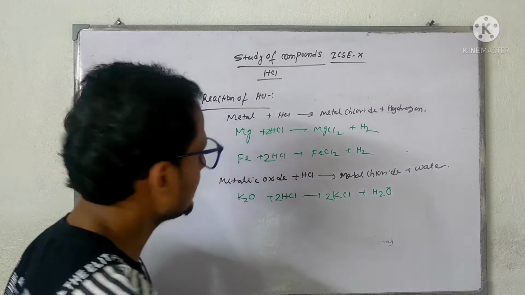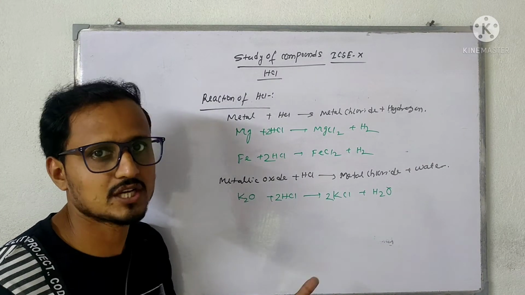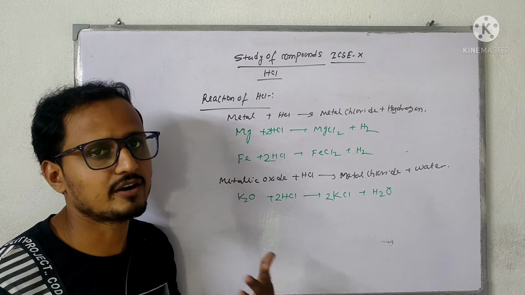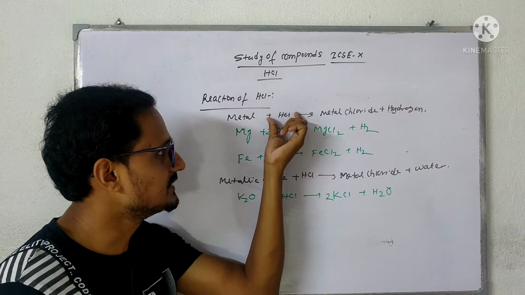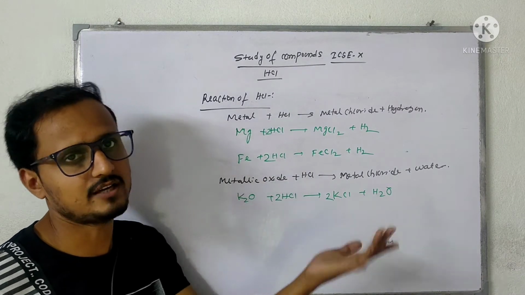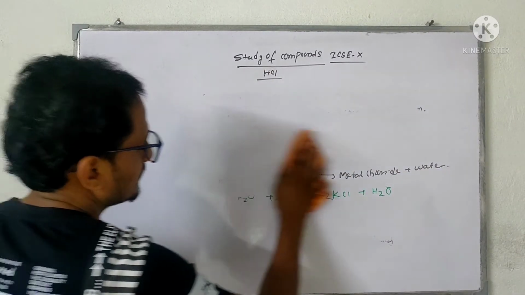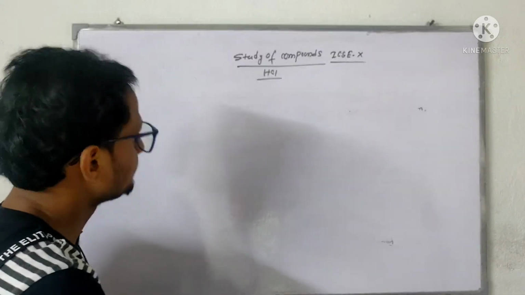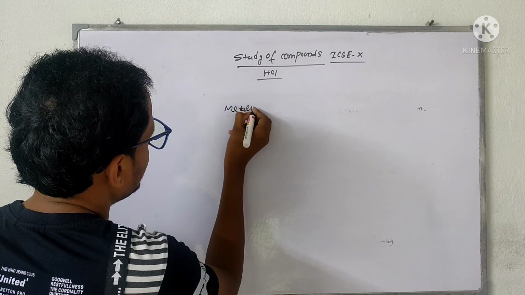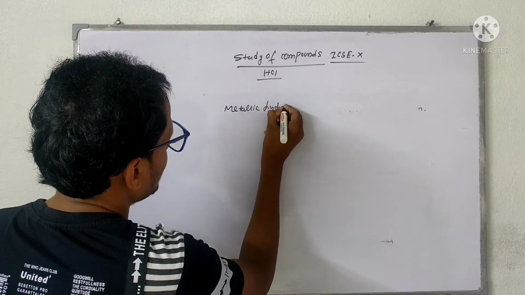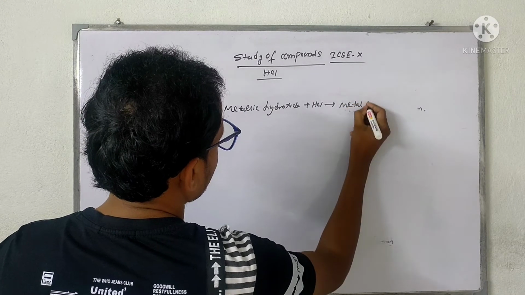Now next, when hydroxide, meaning ammonium hydroxide or sodium hydroxide, that means a base or an alkali, reacts with acid, it will form the corresponding chloride salt. That means with HCl it will form the corresponding chloride salt, and with that, water. Okay, so next is that metallic hydroxide plus HCl to form metal chloride.